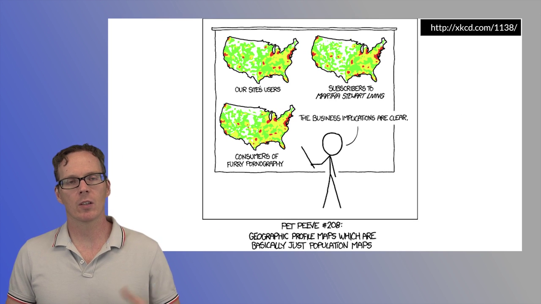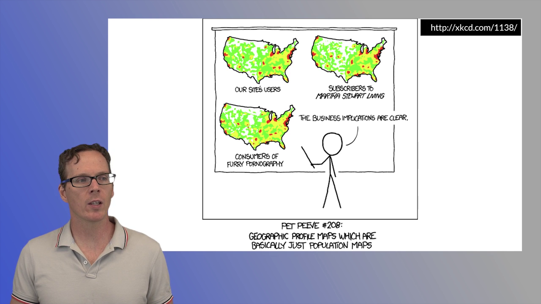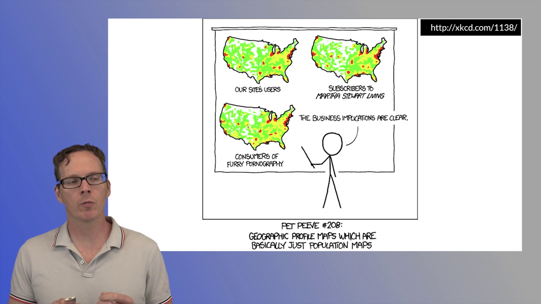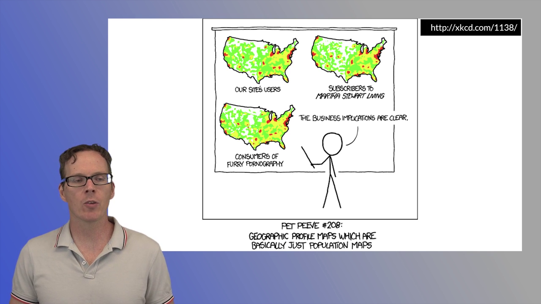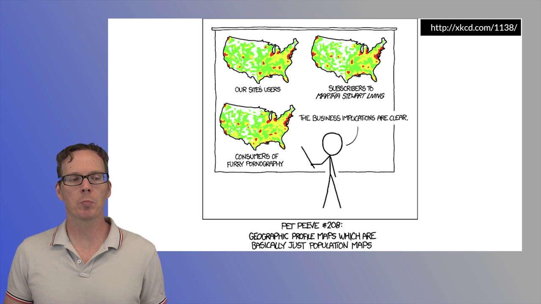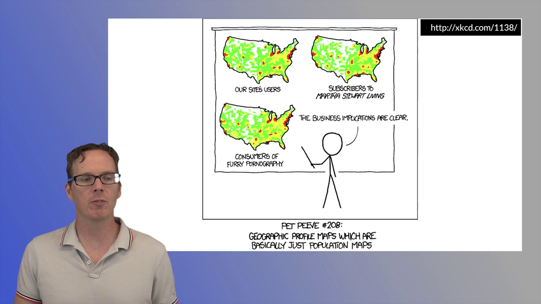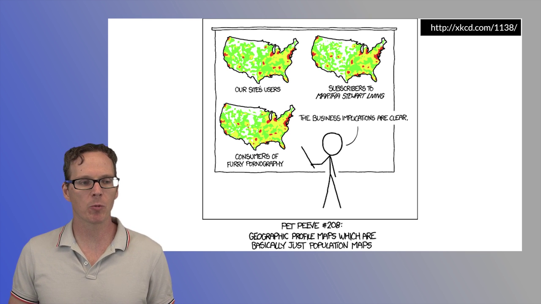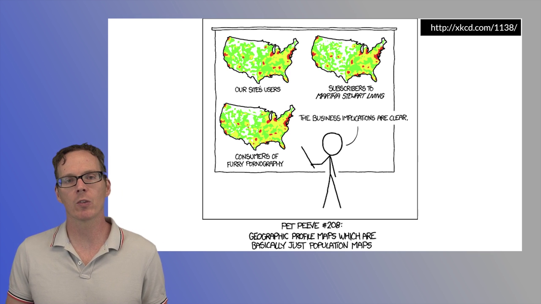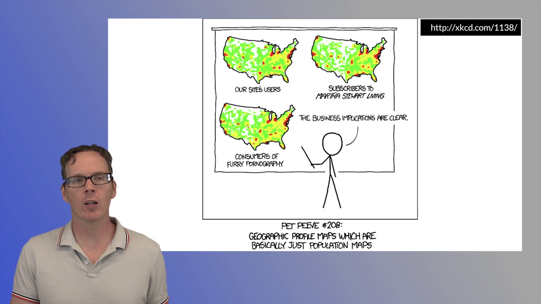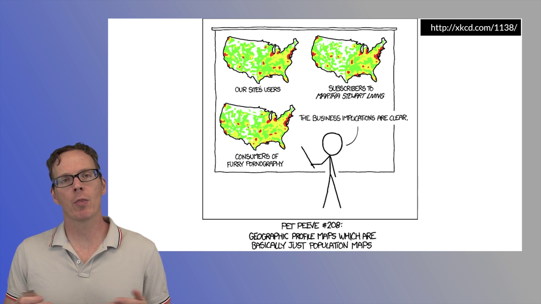So here's another funny example he came up with that came from the XKCD comic, where sales correlate with geography, but so do lots of other things. And this is basically what this comic is illustrating, that whenever you look at any of these heat maps, what you see are very consistent hot spots. And those hot spots tend to just be where most people live. And the comic says, pet peeve number 208, geographic profile maps, which are basically just population maps. In other words, whatever you're trying to study and geography is being confounded by the number of people that live in that area.